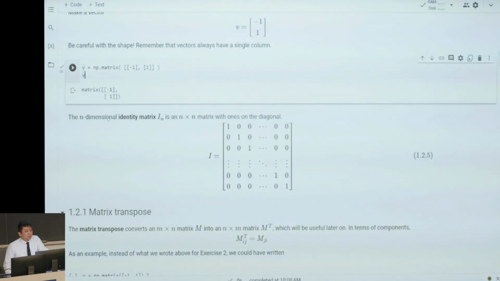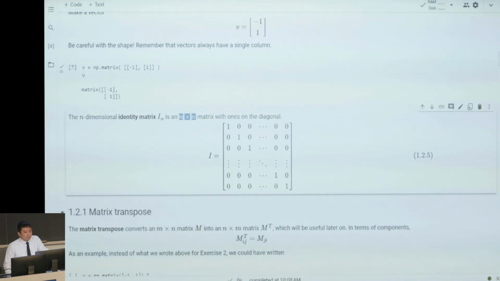There's a special matrix called the identity matrix, and we'll see why it's called that later. And it just has ones on the diagonal, and this one has to be square, which means it has to have the same number of rows and columns. So there's an identity matrix for every whole number.